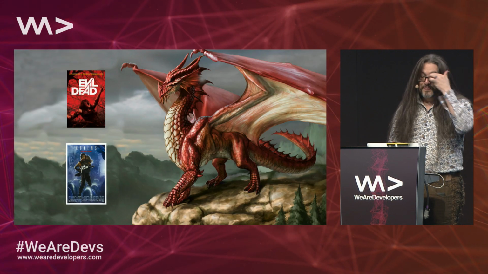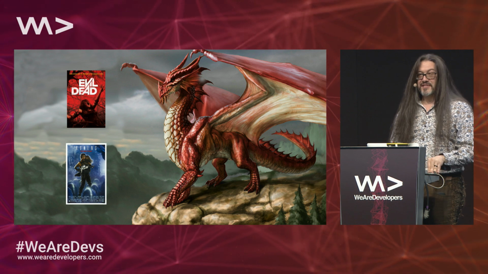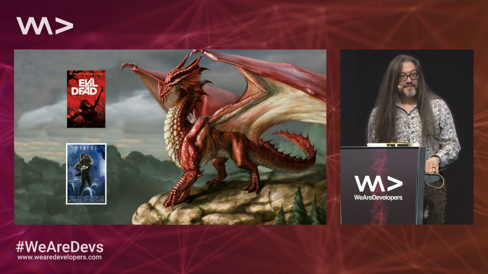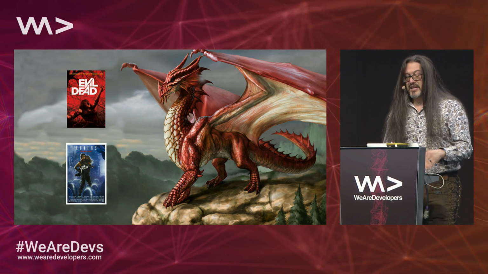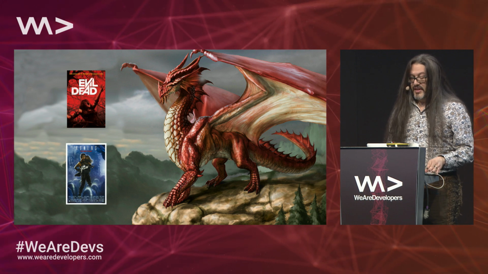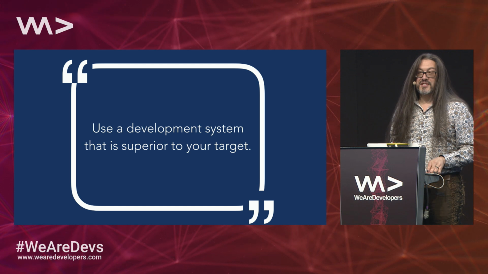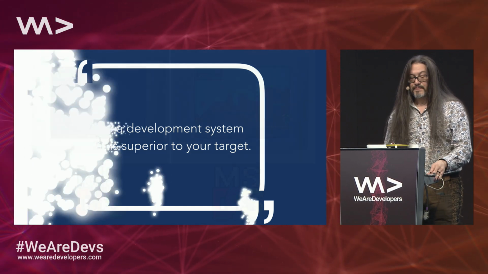So the ideas for Doom came from our D&D campaign, which was full of demons. We also loved the movies Evil Dead and Aliens. So Doom's design was a mashup of ideas. At the beginning of Doom's development, we created a new core principle, which was use a development system that is superior to your target to develop your game.